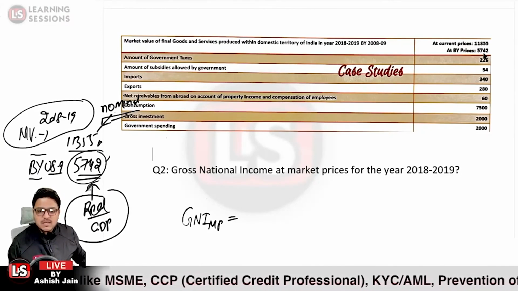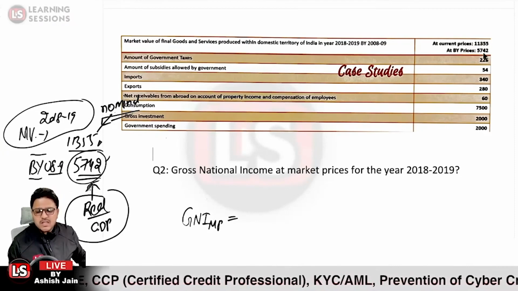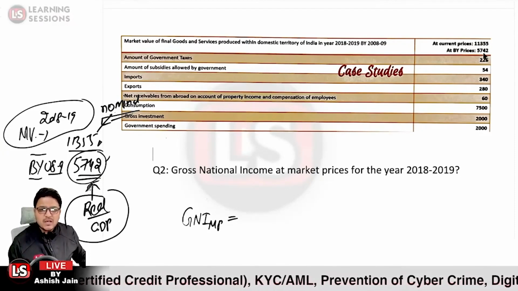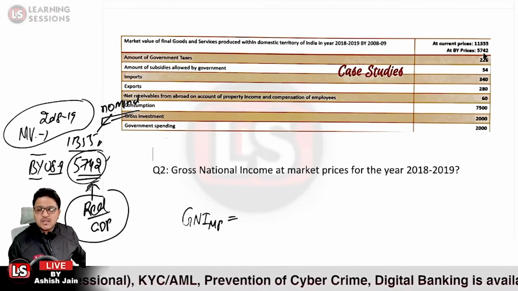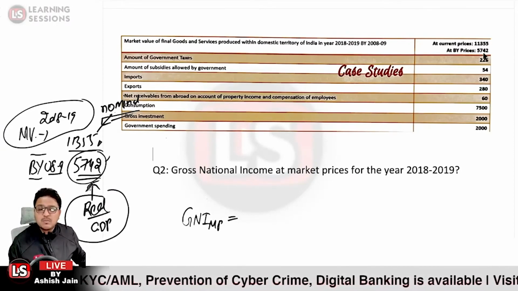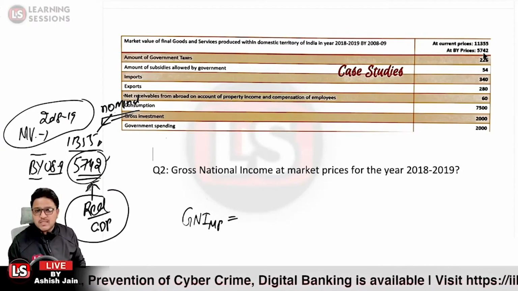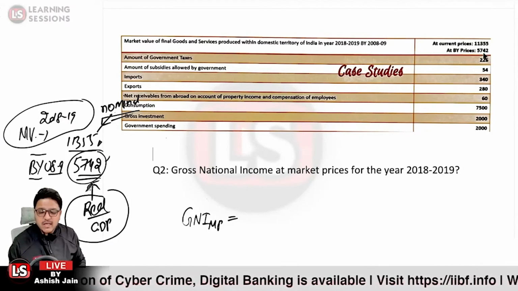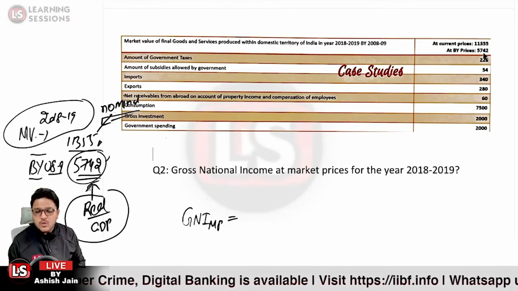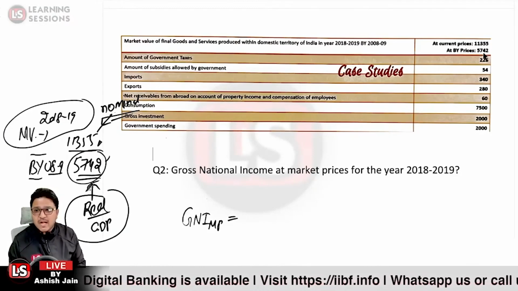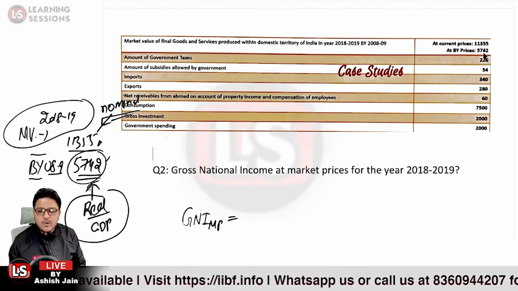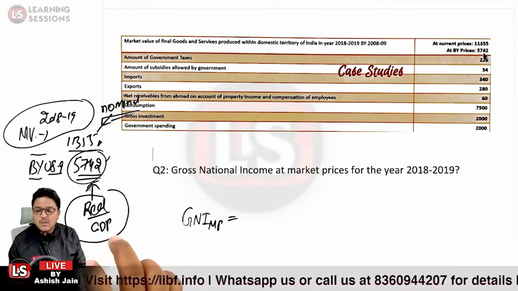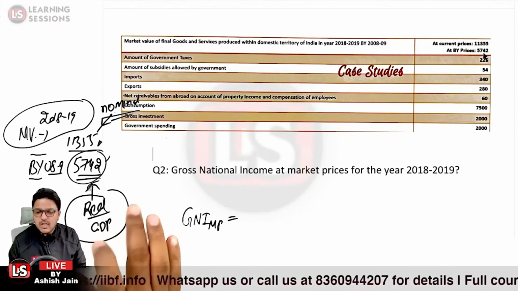Real GDP is current year? No, real GDP is not related to the current year. Real GDP is based on the prices of the goods and services of the base year. Over here the base year is given to be 2008 and 9, and based upon the prices of that base year, we calculate the GDP for the current year. Are you getting my point? So that is related to the GDP at constant prices, or the real GDP itself.